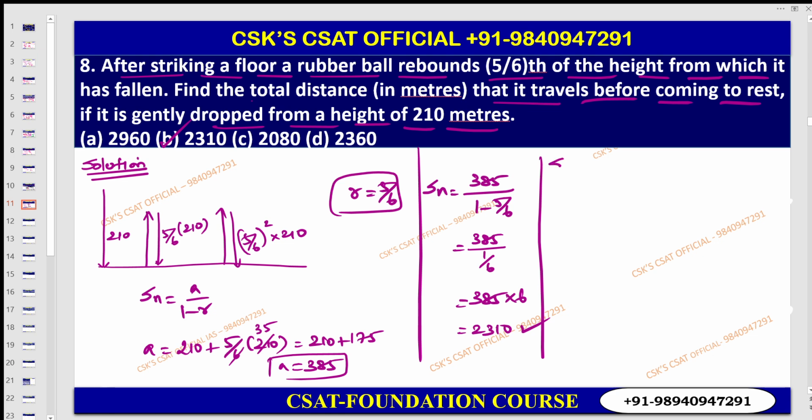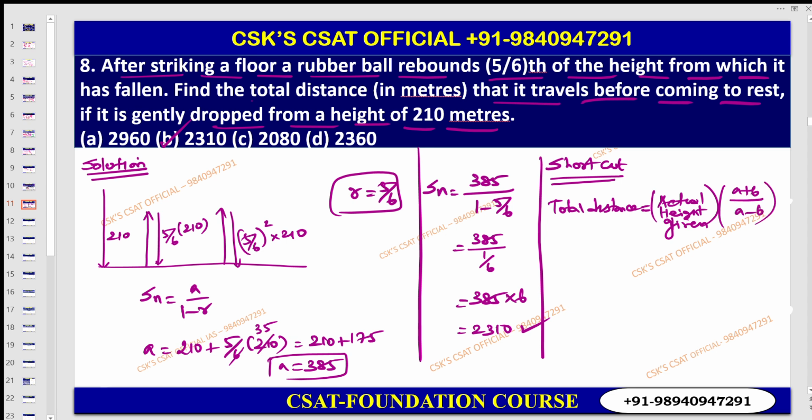Some shortcut is also there to solve this kind of question. You can take the total distance as equal to the actual height given, times (a plus b) by (a minus b). Even if you don't know a plus b, a minus b, fine. Whatever rebounds is given, for that you take 210.